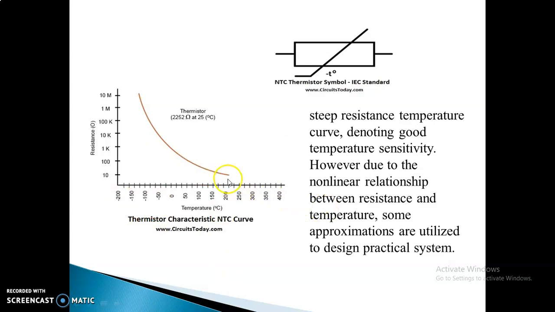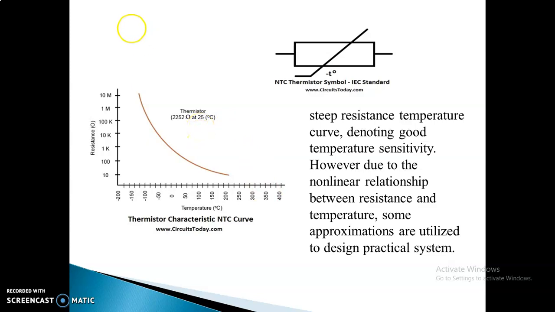But here you can just look, for 200 degree centigrade your value is 10. Then for 100 the value is going to be 100. So it is not a proportional change, right? It is coming down, so it is a negative temperature curve. You have a steep resistance temperature curve, which denotes good temperature sensitivity. And this comes as a nonlinear relationship between the resistance as well as the temperature.